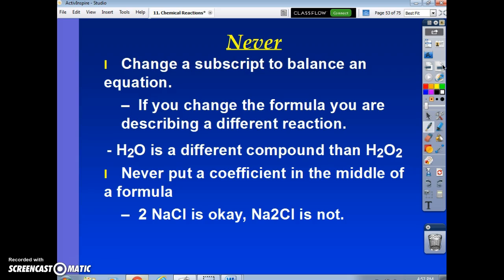Okay, here are your nevers. Never, ever, ever, ever do these things. If you want to pause it so they can write this down, that would be great.